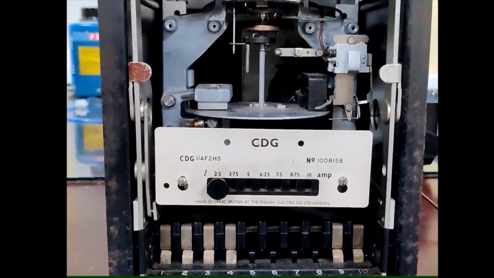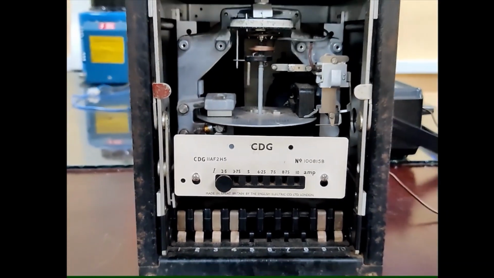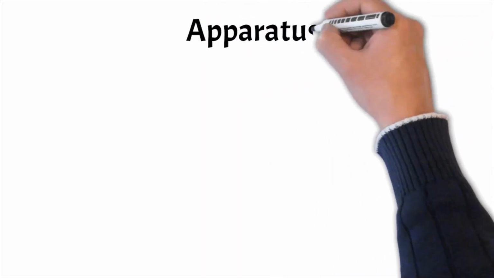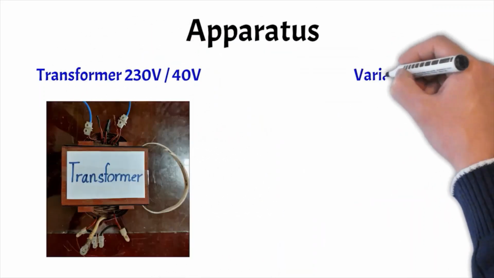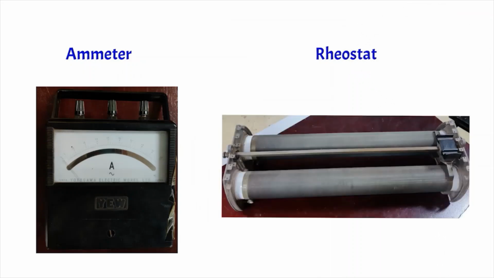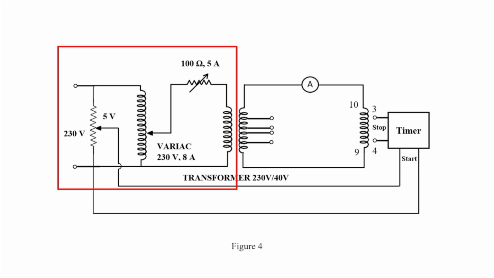This is the plug multiplier setting. It can be adjusted using these 7 tabs. The other apparatus used in this practical are a transformer, variac, ammeter, and rheostat. Let's connect the circuit in figure 4.